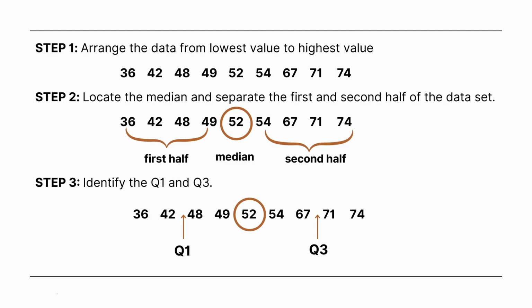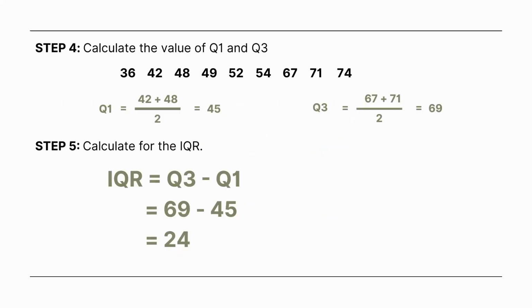Here in this example, the halves contain an even number of scores, hence the means of their middle values will be calculated. Next is to calculate the value of Q1 and Q3. Remember, you will only do this if the number of values in your dataset is even. So for Q1, the middle values for the first half are 42 and 48, and the sum of these divided by 2 is 45. While for Q3, 67 plus 71 divided by 2 is 69. Once you get the values for quartile 1 and quartile 3, you can now subtract them.